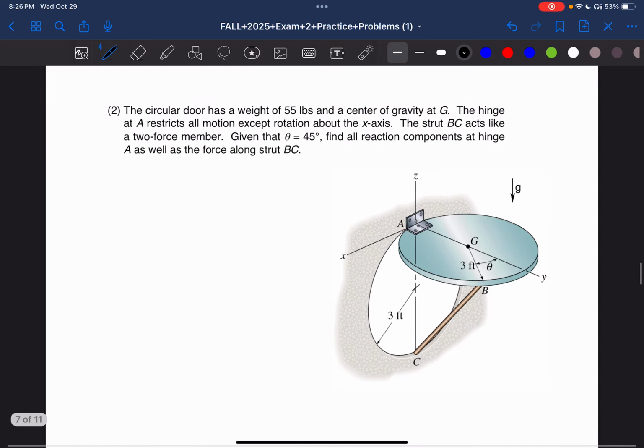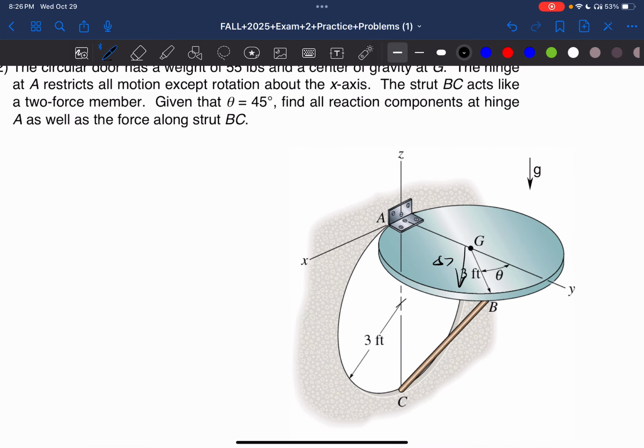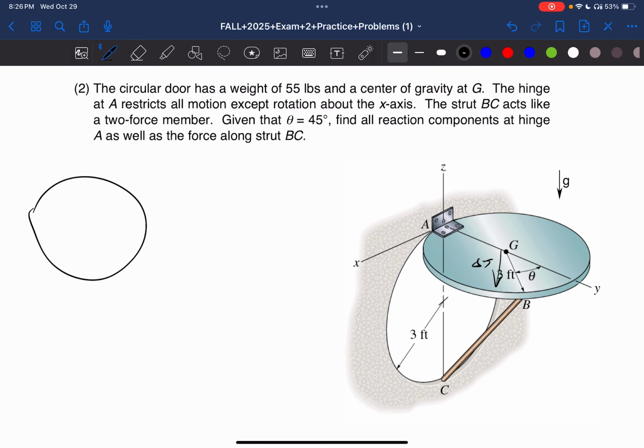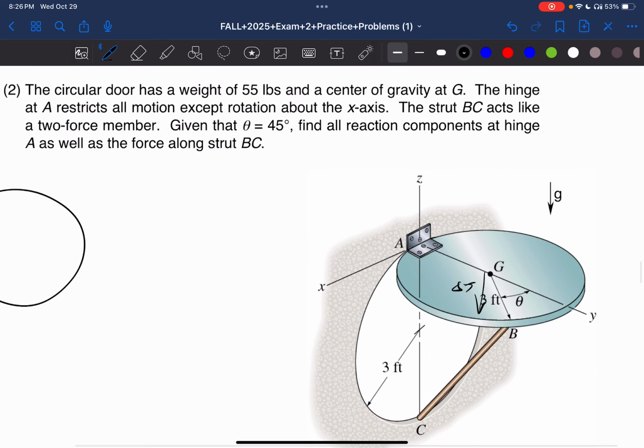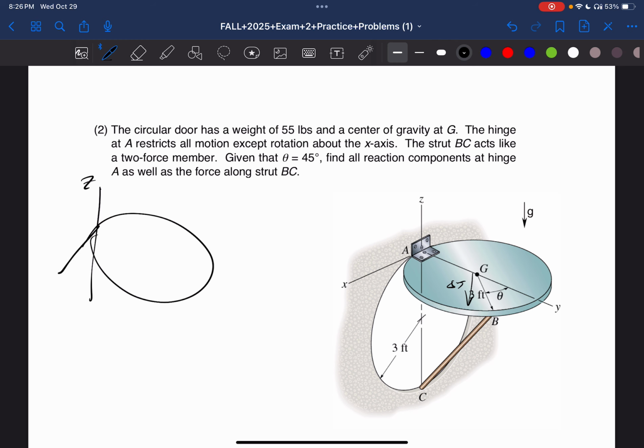Okay, so now, circular door, weight of 55 pounds, so weight 55. Draw a free body diagram, circle. Okay, this is actually a pretty good question because we have a bunch of moments. All right, let's do this. Circular door. This is the z direction. This is the x direction. This is the y direction.